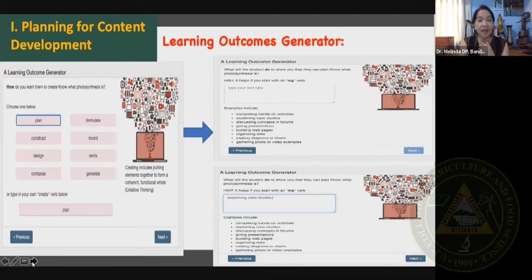So ito yon. So plan. So ito, nung i-click ko siya, examples include completing hands-on activities, explaining case studies, discussing concepts in forums. So yeah, pwede kayong pumili rin dyan. Noong mga learning outcomes na pwede ninyong isulat. Okay?